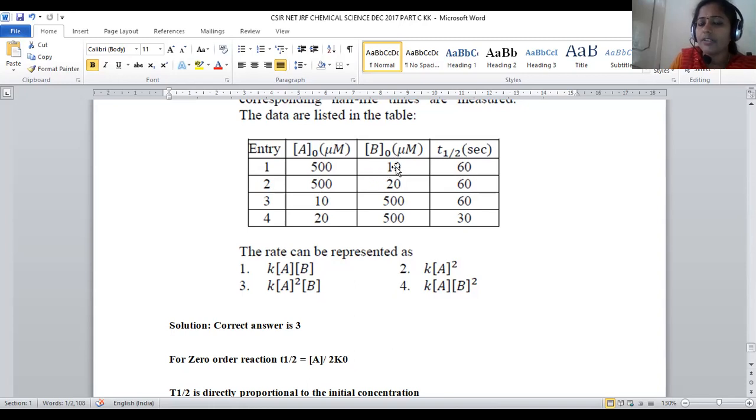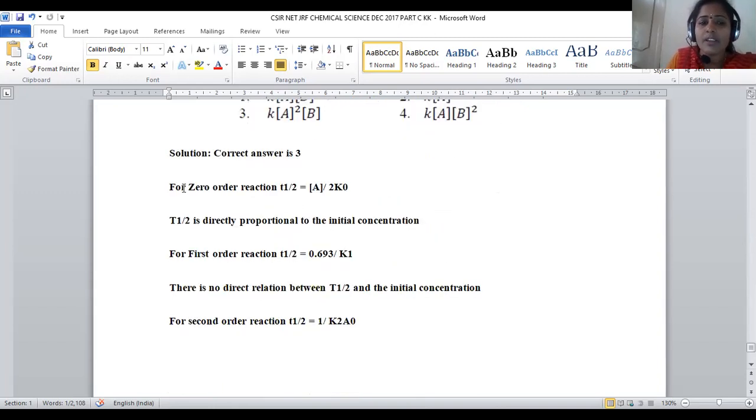Let us consider entries of initial concentration of B. Concentration from first to second got doubled, 10 to 20, but T half remains the same, 60 and 60 only. So concentration doubled, T half is independent. This is denoted as a first order. Let us see what is the relation.